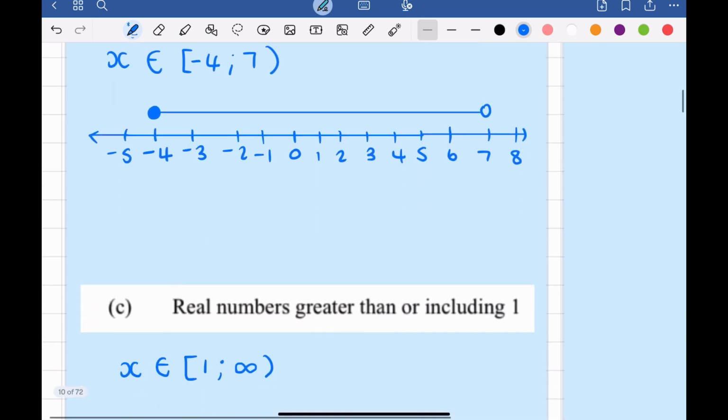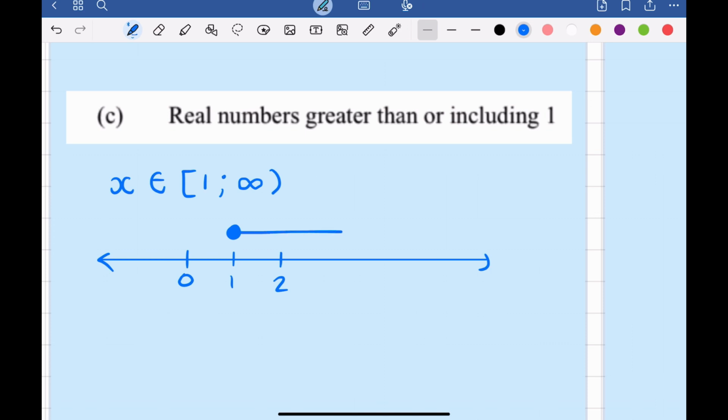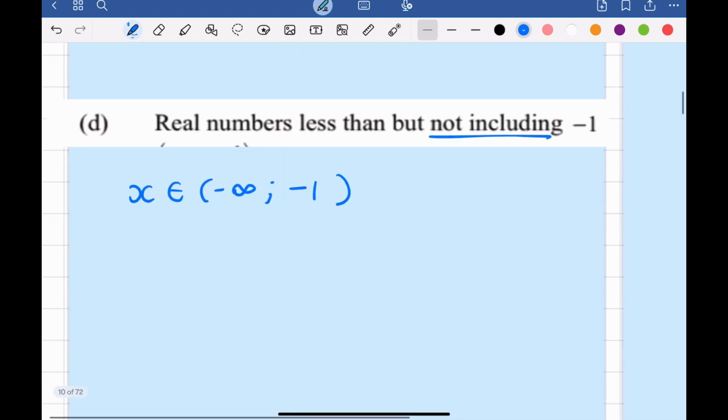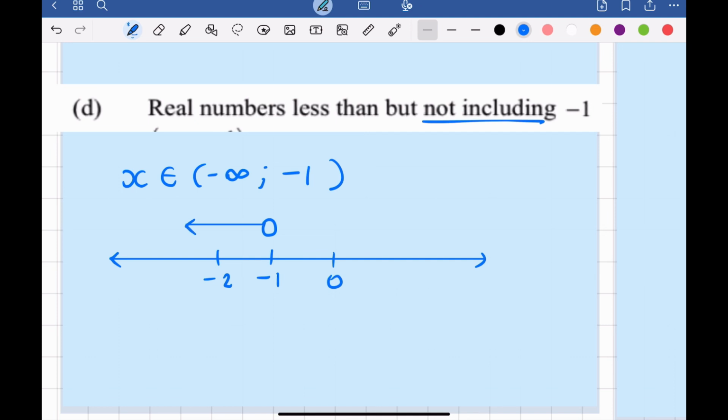Okay, and then we've got C saying real numbers greater than or including 1. Here we draw a number line again. We've got 0, 1, 2, and we know it's going to be including 1, going bigger because we're going to infinity, and we draw a little arrow at the end, and that's how we draw that one. And then the last one says numbers less than but not including negative 1. So once again, just drawing negative 2, negative 1, 0. Negative 1 is excluded, and it's everything below that line. And that is how we draw that.